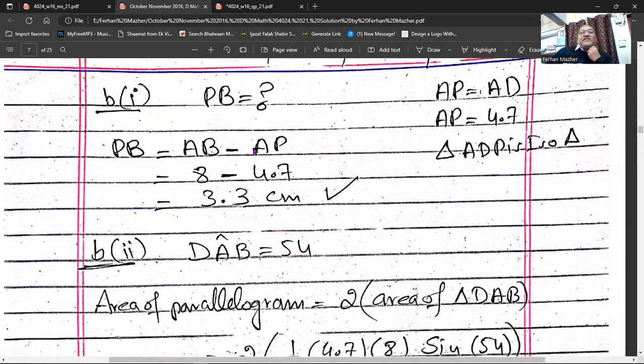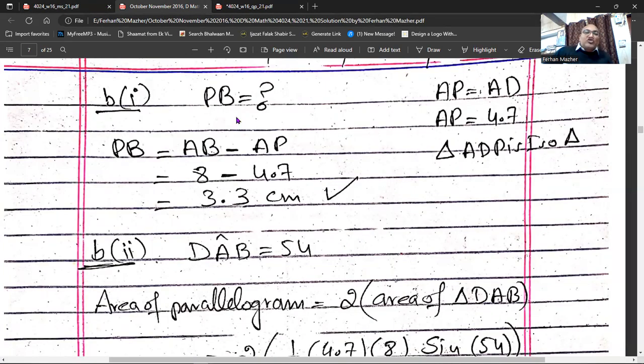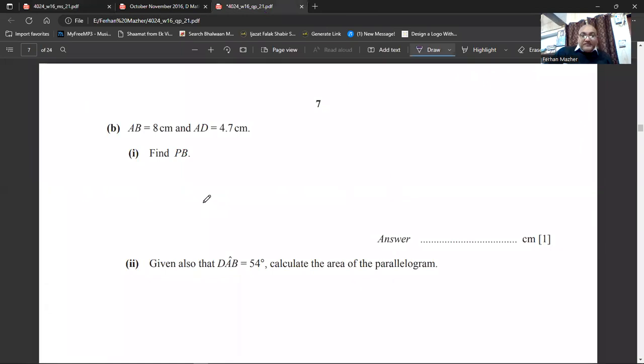The PB is the question. So the PB will be equal to AB minus AP. And that will be 8 minus 4.7. That will be 3.3 centimeter. The AP is equal to AD. The AP is equal to 4.7 because the ADP is an isosceles triangle. I hope you understand. 3.3 is the right answer. And this is the solution. I told you the logic also.